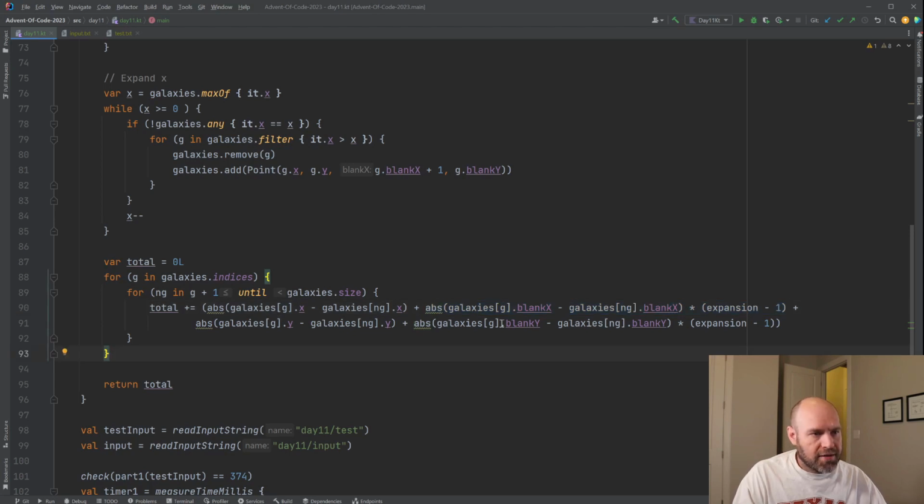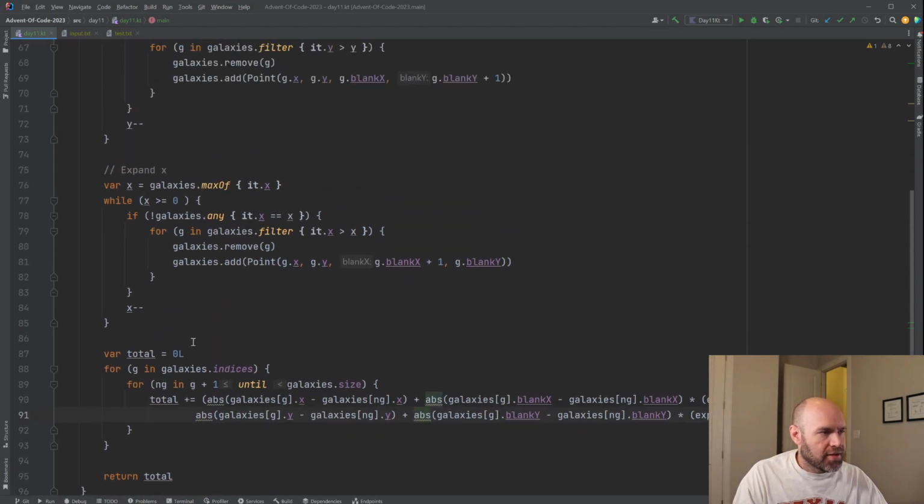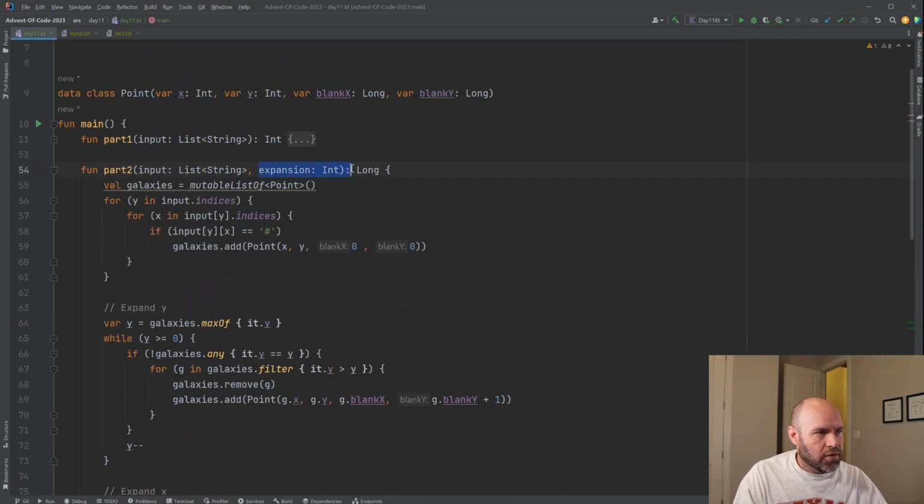Anyway, that's it. But by doing it this way, all of our stuff is exactly the same as part 1. We're running through it just as many times. Our amount of space that we're using is just as big. We'll just have all of the galaxies have exactly 1 data class instantiation, and that's it. And as I said, this can actually be used for part 1 as well, just by passing 2 as the expansion factor.